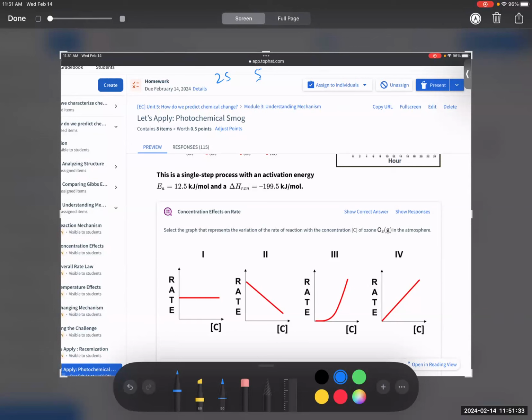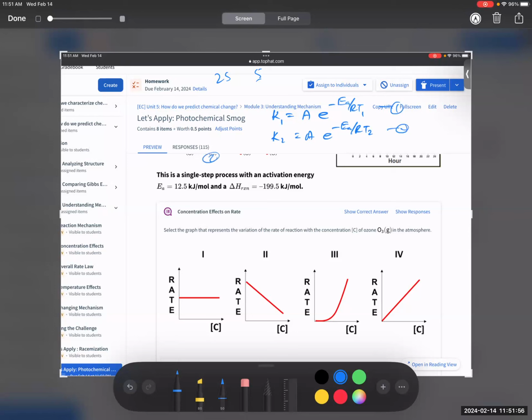Anyway, why don't we just derive it here so that it doesn't take that long? You can just directly use the Arrhenius equation. K1 is A e to the power of minus Ea over RT1, and K2 is A e to the power of minus Ea over RT2.